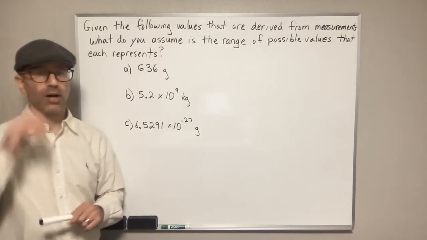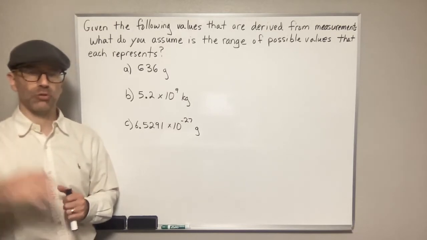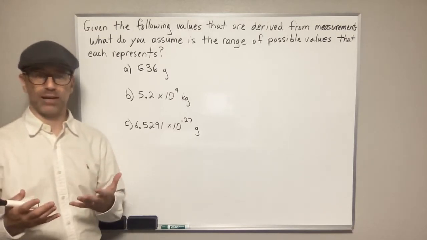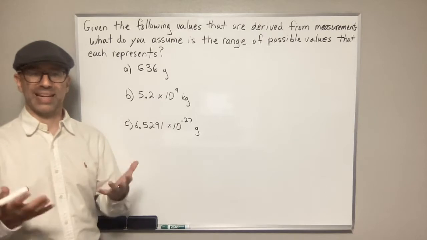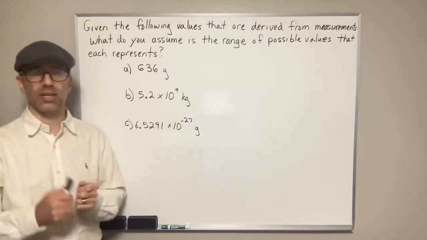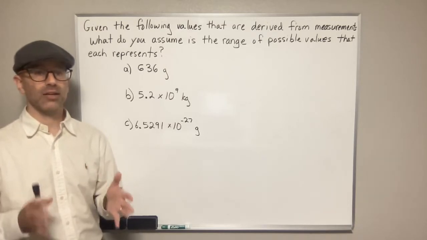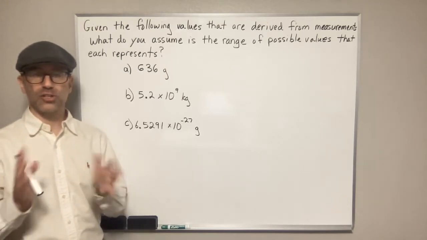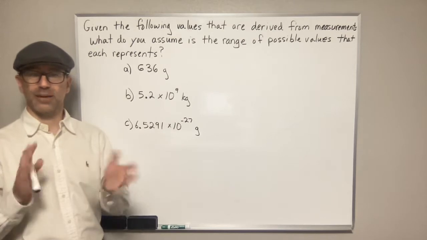And so remember, uncertainty is that wiggle room in the measurement device, and also in the way in which the observer, the person who's doing the measurement, reads the instrument. Depending on the instrument, that uncertainty can be different.